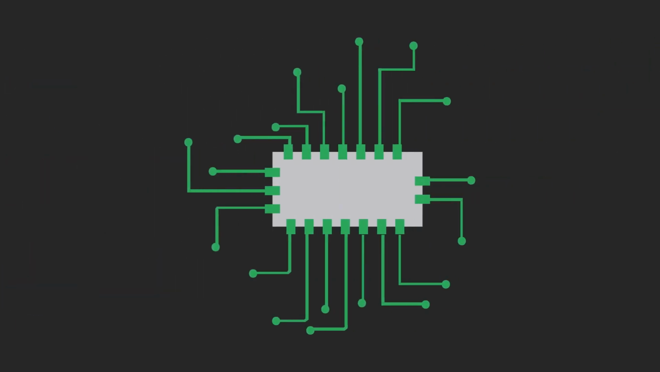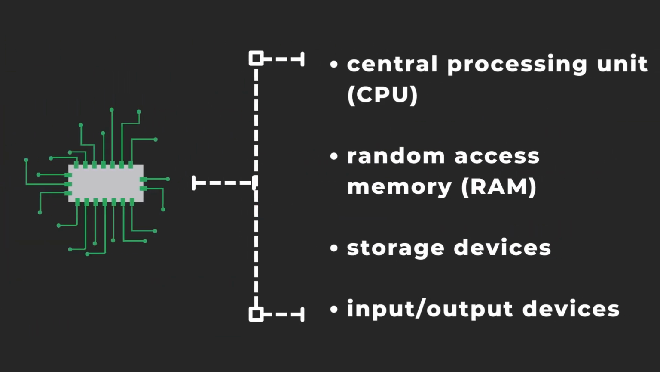In addition to these software components, a Linux system also requires hardware components such as a central processing unit, CPU, random access memory, RAM, storage devices, and input-output devices.